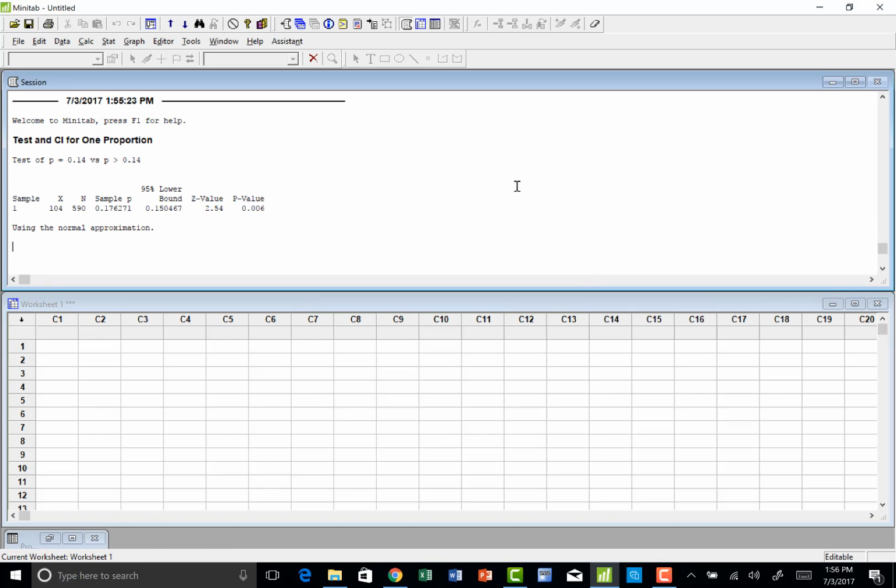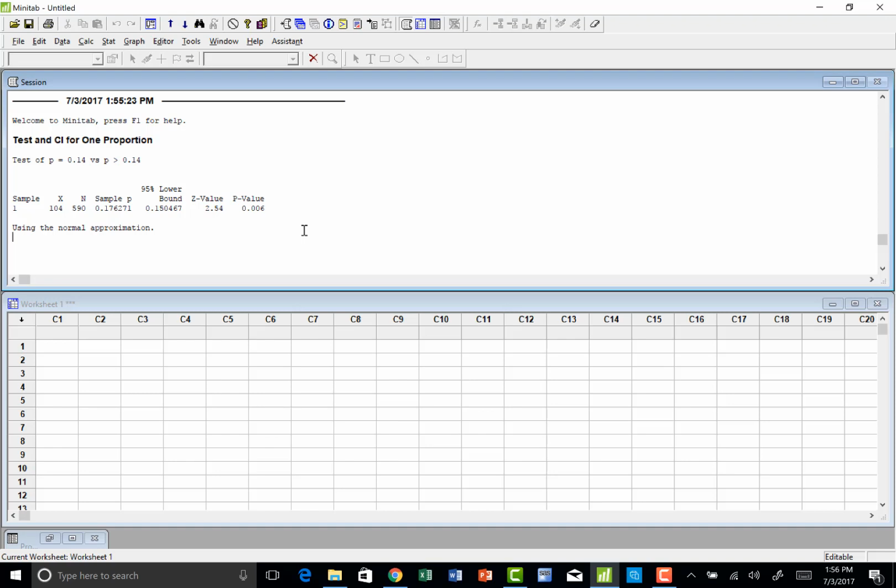So on a test, I could give you this output, and I could ask you things like, would you reject at a 0.05 significance level? And all you'd have to do is look at this output. You'd look at 0.006 and say, wow, yeah, at a 0.05 significance level, there is sufficient evidence to reject the null hypothesis. I could ask you what the critical value is for a 0.05 test.